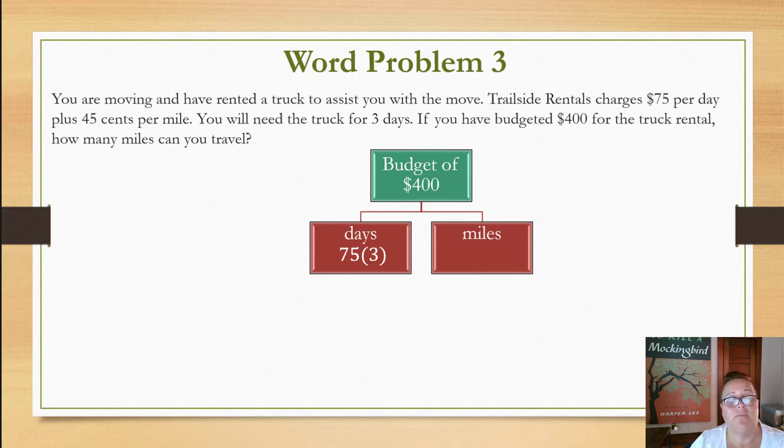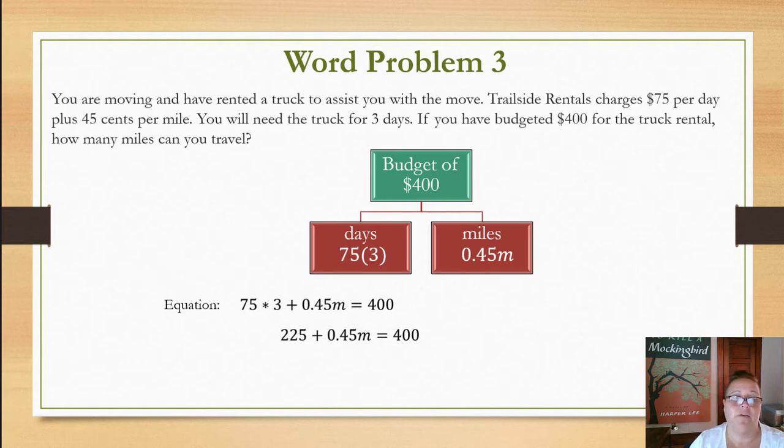I don't know the number of miles, so I'm going to use an M there for miles. And I have to keep in mind that 45 cents would be a decimal. So I'm going to do 0.45 times the number of miles. These 2 in the relationship, when they're totaled, have to add to 400. So my equation will look like 75 times 3 plus 0.45 m is equal to 400. Simplifying my calculation, I get 225 plus 0.45 m is the 400.